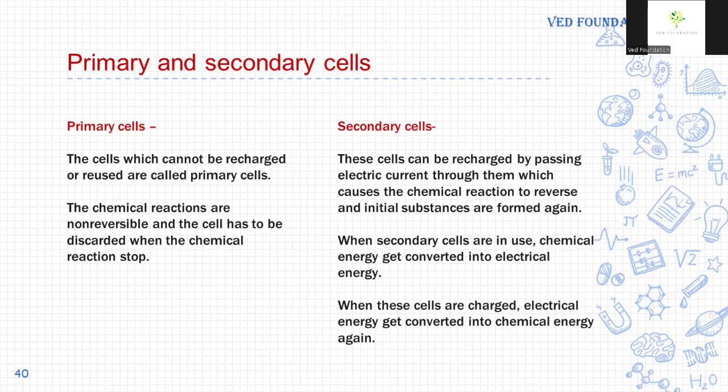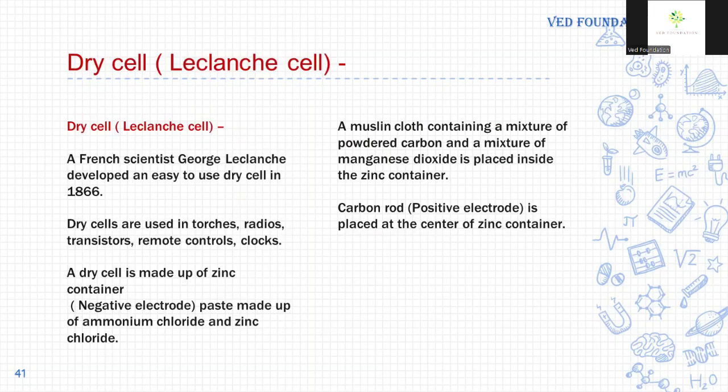Secondary cells. These cells can be recharged by passing electric current through them, which causes the chemical reaction to reverse and the initial substances are formed again. Such cells are called secondary cells. Secondary cells can be used again and again, and they can be recharged. When secondary cells are used, chemical energy is converted into electric energy. And when secondary cells are charged, electrical energy is converted into chemical energy. Dry cell. It is also called Leclanché cell.